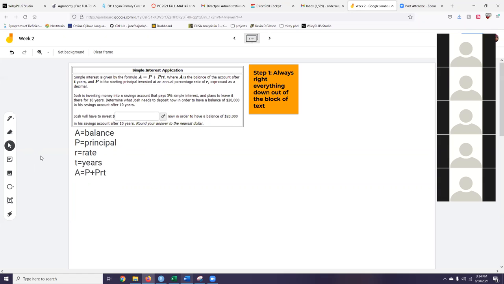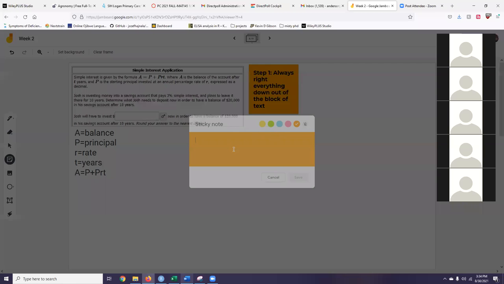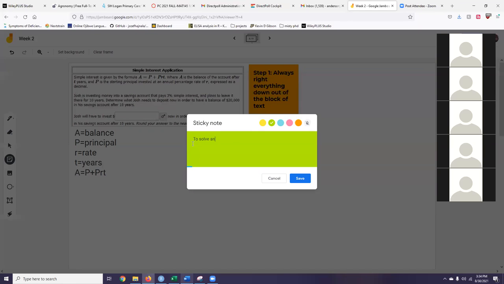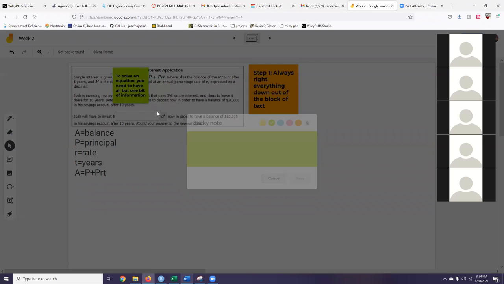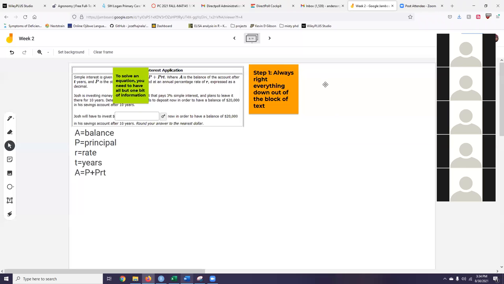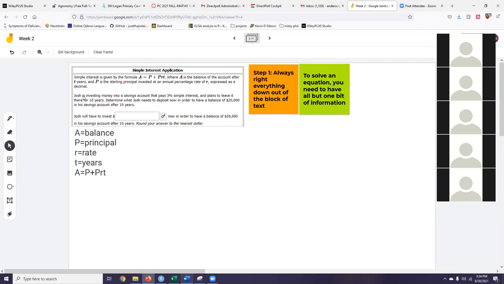In order to solve one of these equations, you will need to have all but one bit of information. If it doesn't give you all the bits of information you need, you can't really solve it. So Josh is investing money into a savings account that pays 3% interest, simple interest, which we'll get into later. So this is 3%.